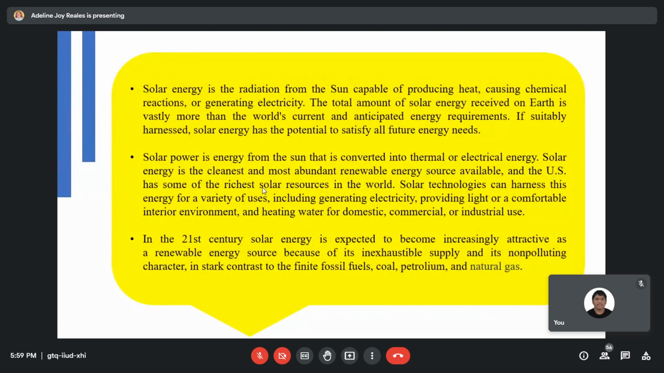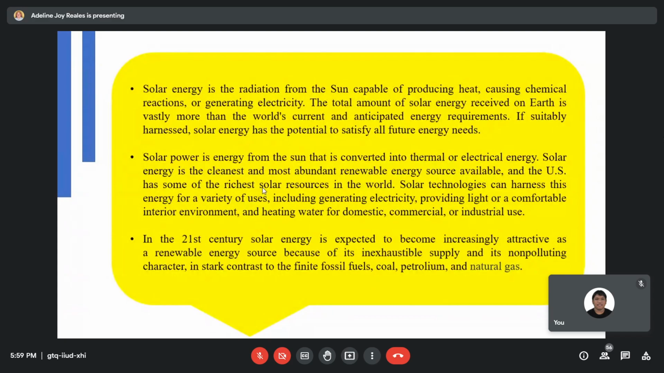The total amount of solar energy received on Earth is vastly more than the world's current and anticipated energy requirements. If suitably harnessed, solar energy has the potential to satisfy all future energy needs. Solar power is energy from the sun that is converted into thermal or electrical energy. Solar energy is the cleanest and most abundant renewable energy source available, and the US has some of the richest solar resources in the world.